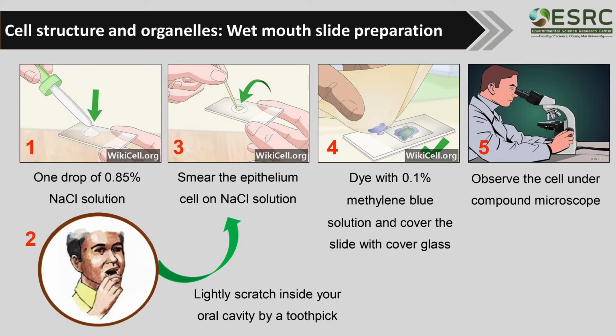This step should be performed gently. Then, smear the epithelial cells on a drop of 0.85% sodium chloride solution on the slide. Finally, dye the epithelial cells with methylene blue solution and cover them with a cover glass. Other samples will be prepared using the same procedure.